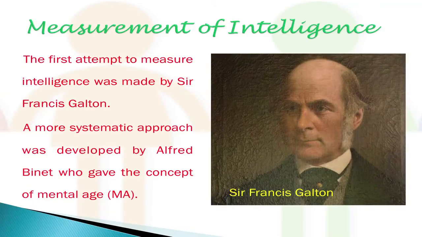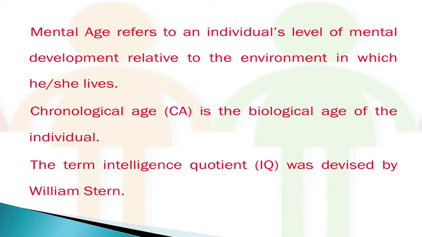The first attempt to measure intelligence was made by Sir Francis Galton. A more systematic approach was developed by Alfred Binet, who gave the concept of mental age, MA, which refers to an individual's level of mental development relative to the environment in which he or she lives. The chronological age, which is CA, is the biological age of the individual.